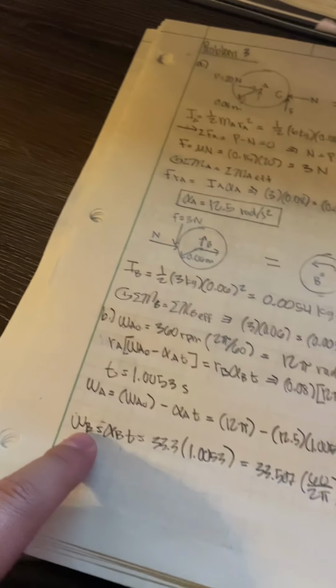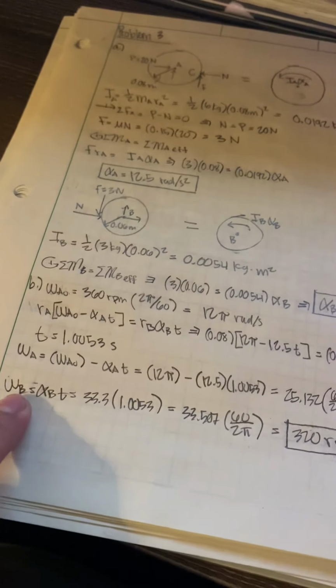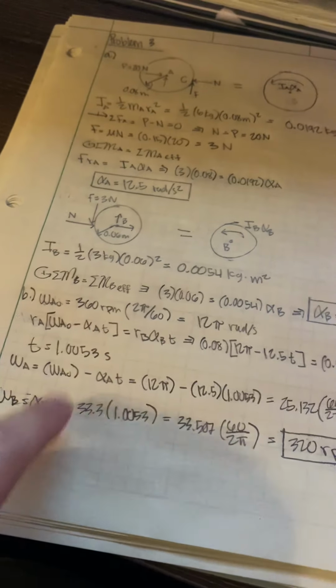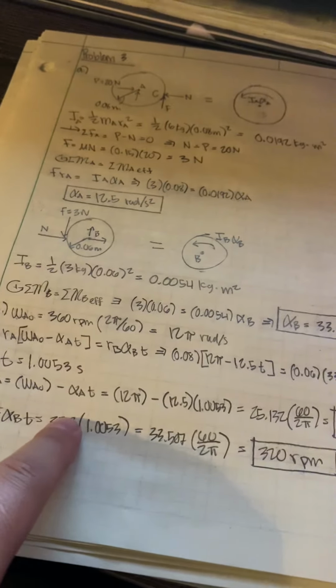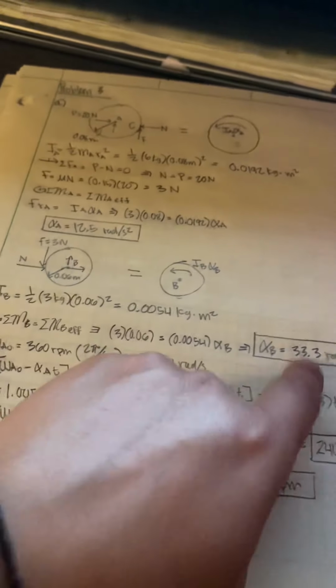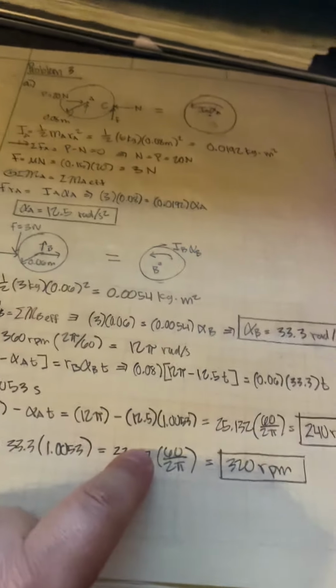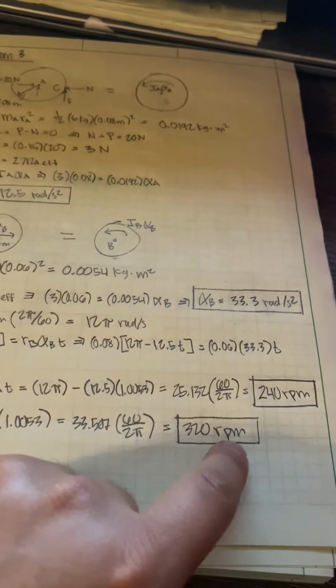And then for point B, the angular velocity is the angular acceleration times the time. And we saw this in the previous problem, 33.3 times our time. We get it right here, convert it to RPM, and we get 320.